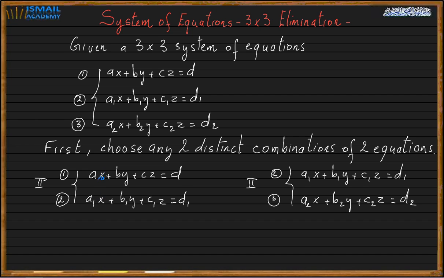So the idea here, I need to eliminate one of the variables. I need to eliminate the same variable from the first combination and the same variable from the second combination. So if I eliminate x from the first, I will eliminate x from the second. If I eliminate y from the first, I will eliminate y from the second. If I eliminate z from the first, I will eliminate z from the second. So the second step is you need to eliminate the same variable from both combinations.